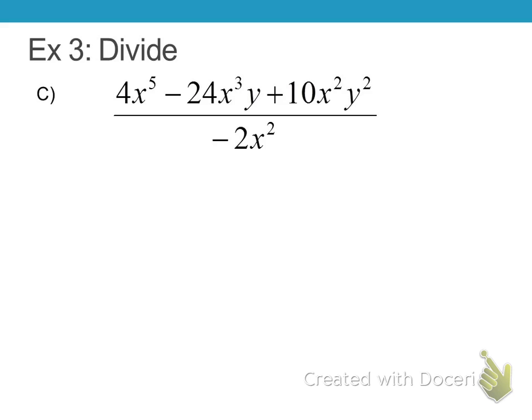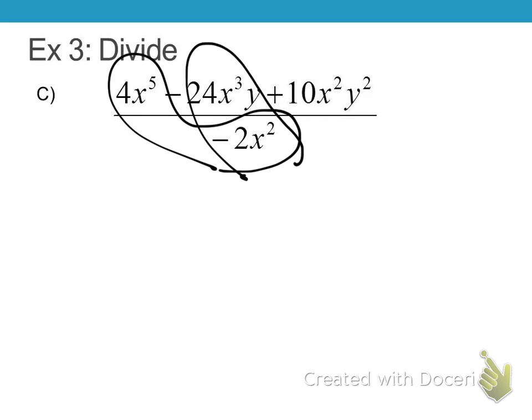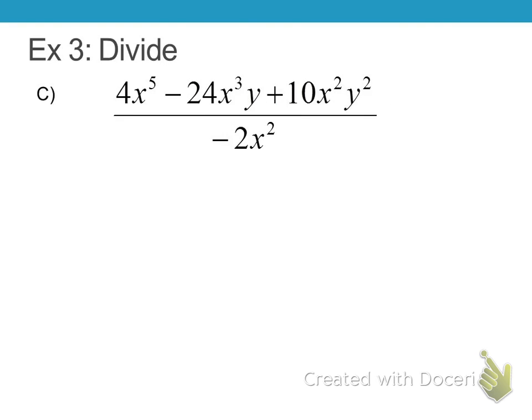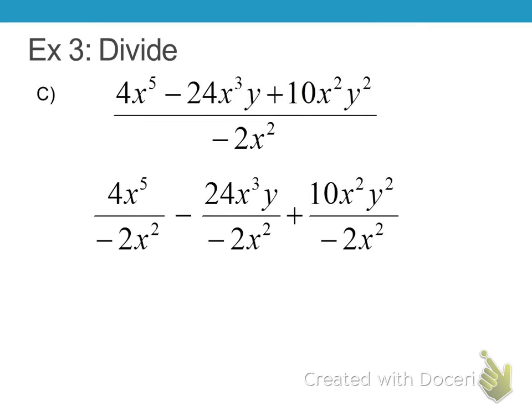All right, same idea, and if you find it helpful, go through and do this. So we need to divide each of those terms by the negative 2x squared. I am keeping these signs for now in between the terms and keeping the negative with the 2. I'll clean up my signs at the end.